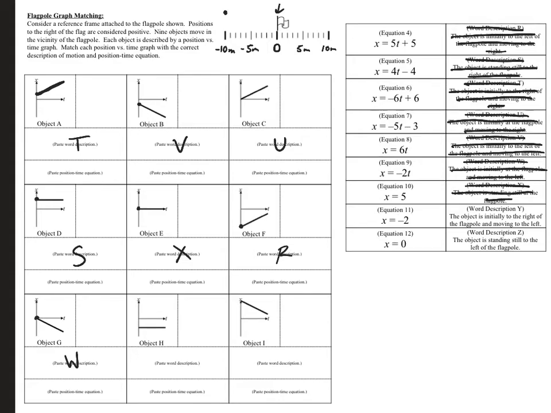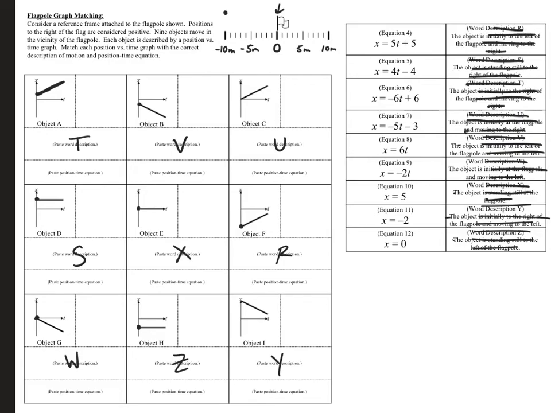So now we got 2 more. X starts in a negative position, starts to the left, and it's a flat line, so it doesn't move. So the object is standing still to the left of the flagpole, which is Z. And then lastly, we have Y, which says the object is initially to the right and is moving to the left. So it starts positive, so that makes sense. Slope downward means moving to the left, so that makes sense as well. All right, so let me erase these.